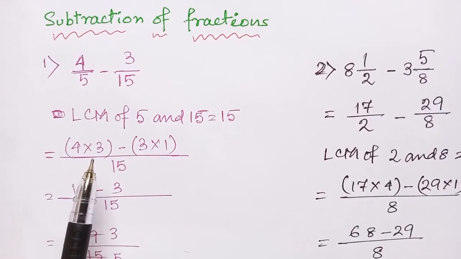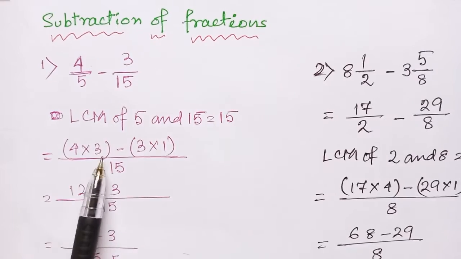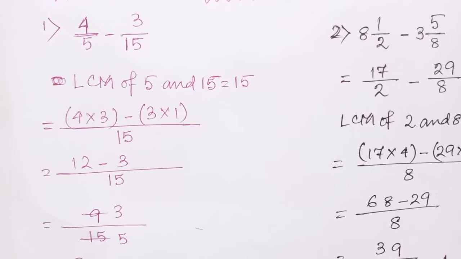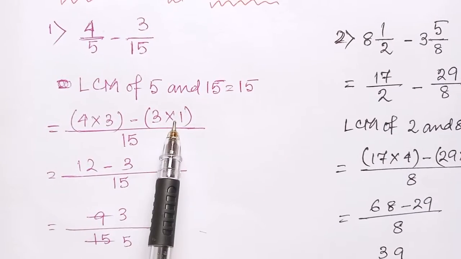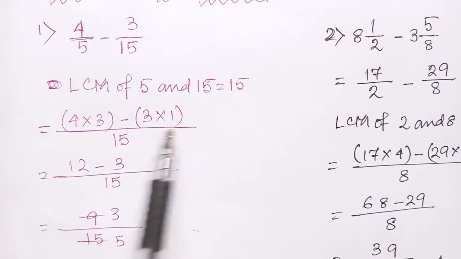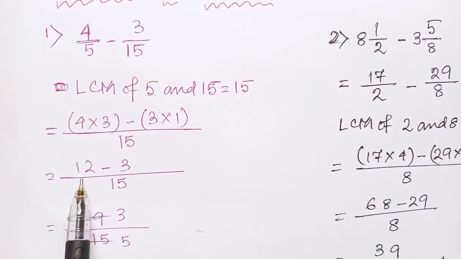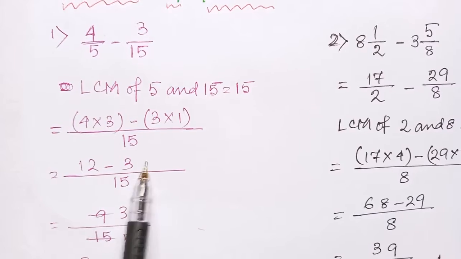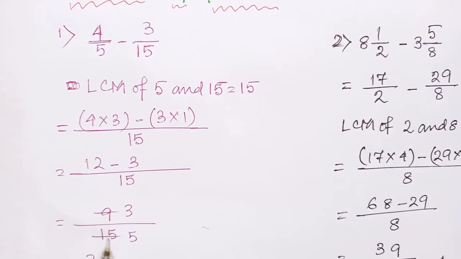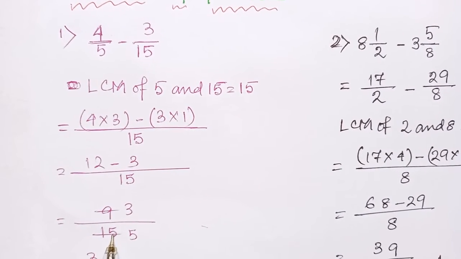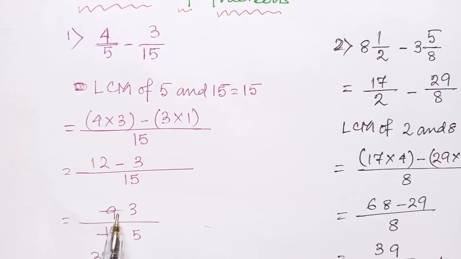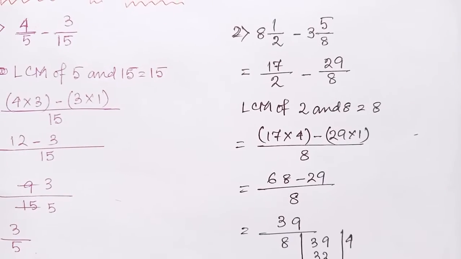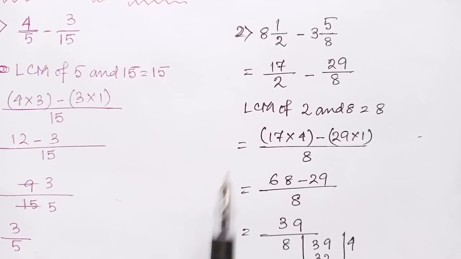As 5 is multiplied with 3, 4 is also multiplied with 3. Minus, 15 is multiplied with 1, so 3 is also multiplied with 1. So 4 into 3, that is 12, minus 3 into 1, that is 3. So 12 minus 3 divided by 15 is 9 by 15. 9 and 15 are both divisible by 3, so we cut them by 3 and get the value 3 by 5.